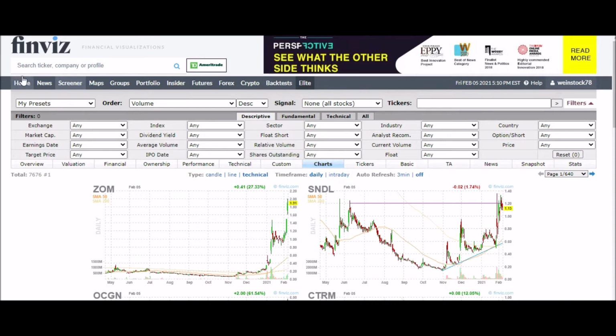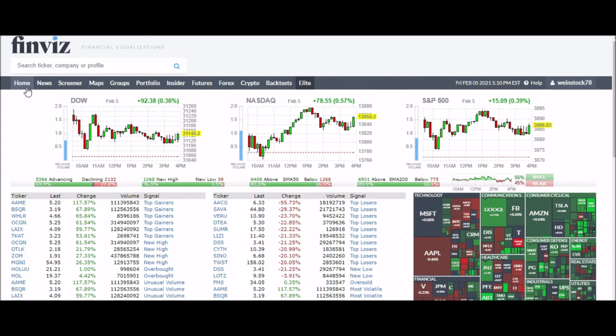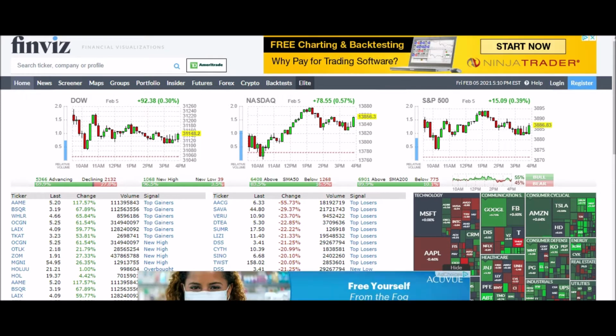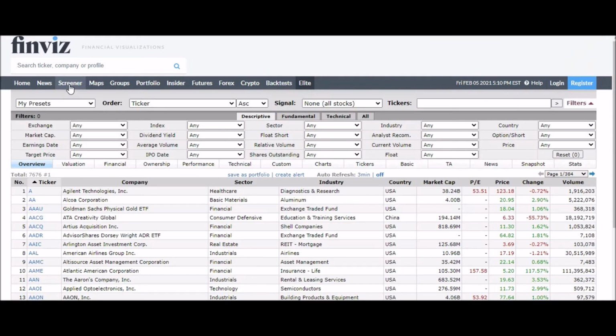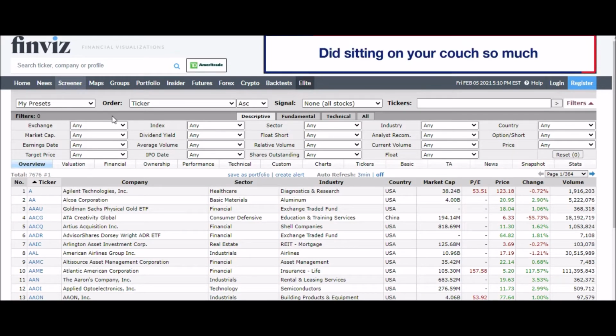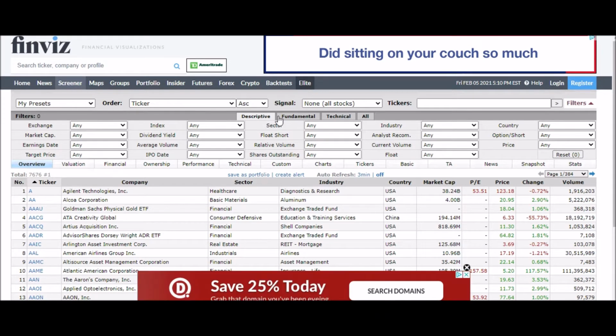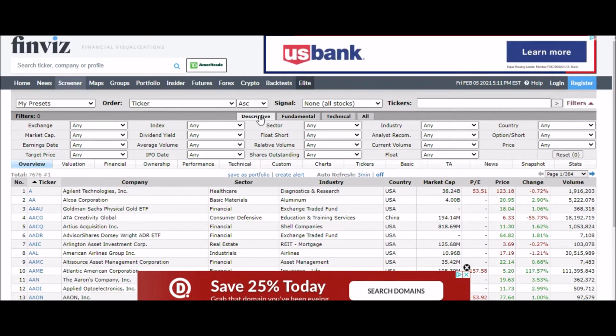So if you go over to finviz.com, you can set up a free account. Right now I'm logged out, so you might see some pop-up ads and things like that if you're using the free account. But it's still a great screener. So we'll click on Screener. And you have these options here, different tabs: descriptive, fundamental, technical, and all. All is definitely a good way to go, but right now I just need to make a few minor changes.